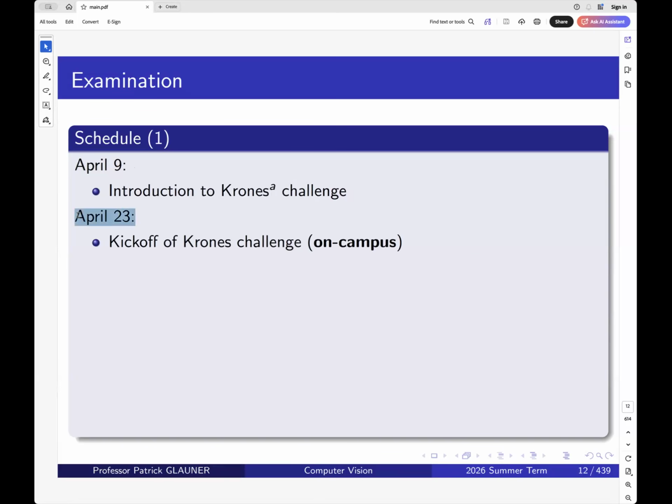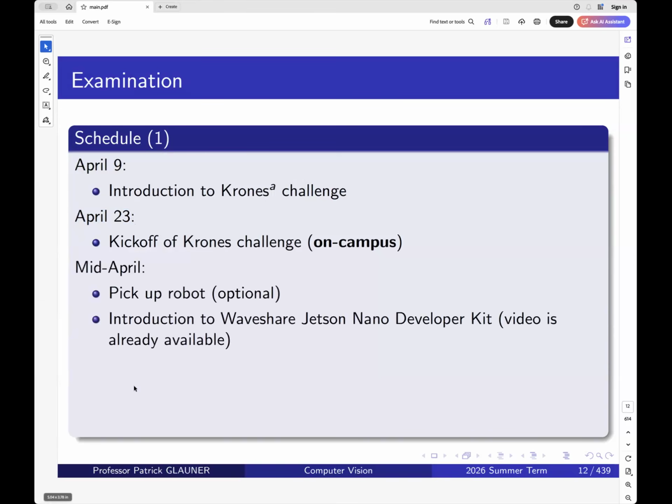On April the 23rd, we will do a kickoff of the Kronos challenge. So after April the 9th, you will have a chance to sign up for this challenge if you want to pick that as a project. If you don't want to pick it as a project, I'll say more about that in a moment. And there'll be a kickoff on campus on April the 23rd. So I will notify you about all of this later in April when it becomes more relevant.